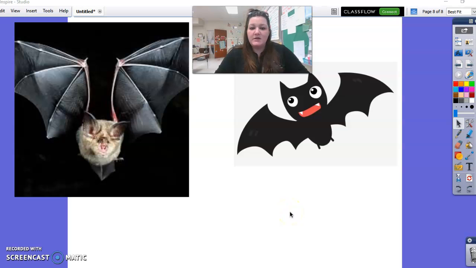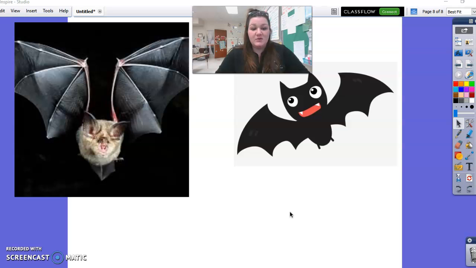Alright guys, now that you have your picture of a bat drawn, here are two pictures of a bat, okay? They're different. One is a fiction and one is a nonfiction, okay? One is a photograph and one is a drawing, okay? But, do you have wings on your bat?